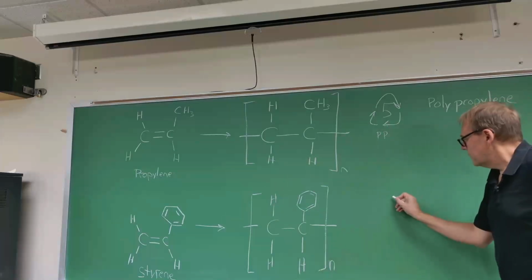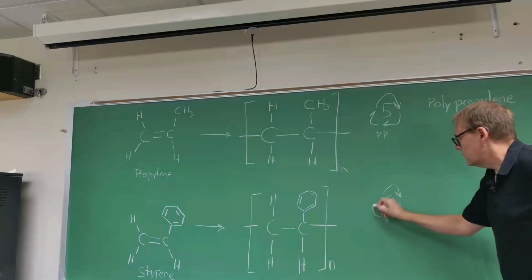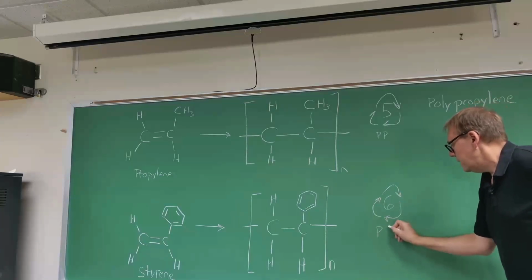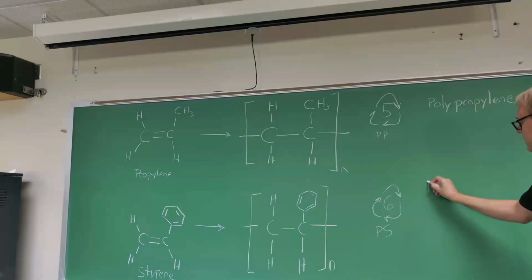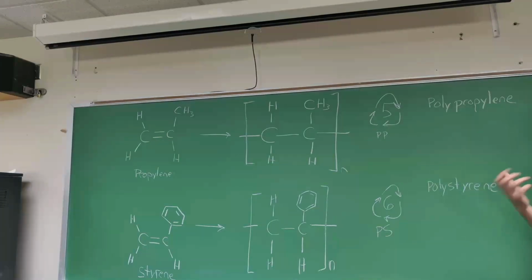And this one gets recycling symbol number 6 with the arrows going around it and a PS below it, and that stands for polystyrene. And if that sounds kind of familiar, this is the polymer that styrofoam is made out of. Styrofoam is a brand name for a puffed up version of polystyrene. They take polystyrene and introduce gas bubbles into it, and it puffs it up. It makes really good insulation.